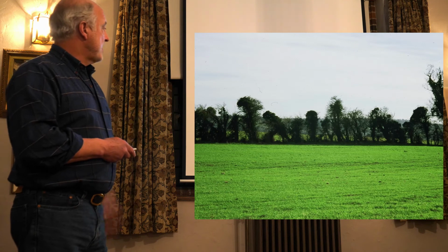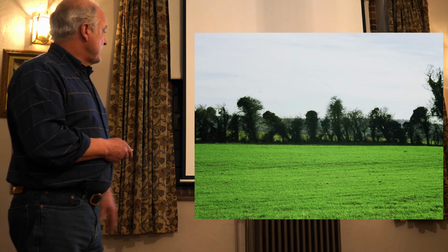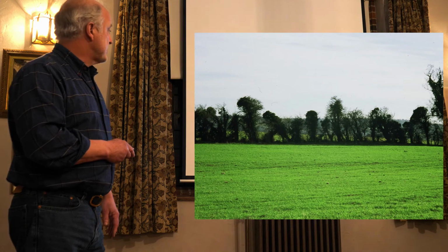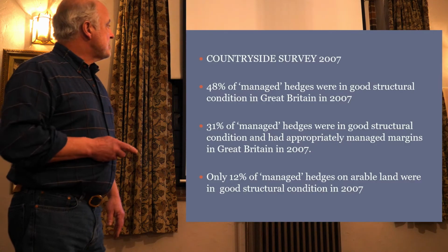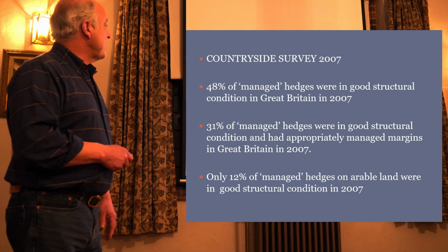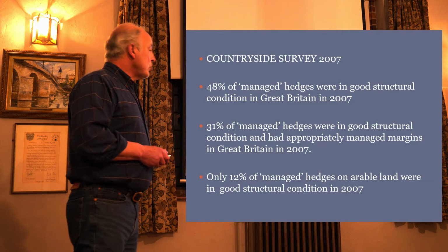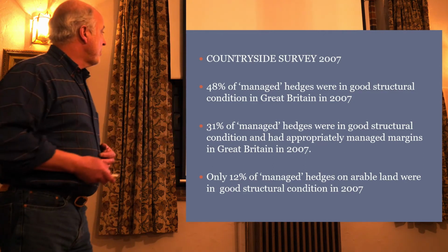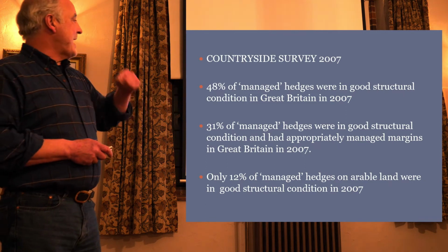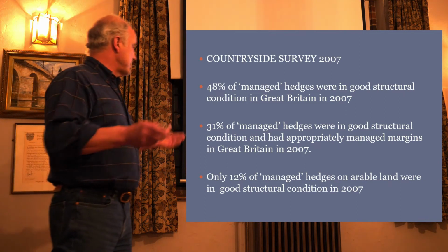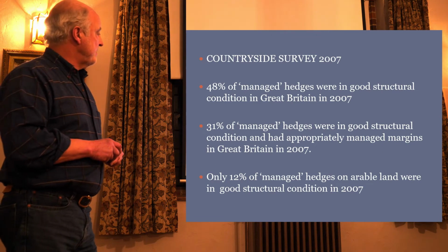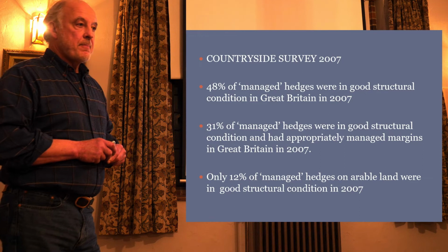This is up by Dameley's farm. Covered in ivy, which we know is great for nature, but it's beyond hedge laying, it's got too big, it's been neglected and it's turning into a line of trees. So that last Countryside Survey in 2007 showed that 48% of managed hedges in the country were in good structural condition when certain criteria were applied to them. 31% of managed hedges were in good structural condition and had appropriately managed margins next to them. But in arable areas, only 12% of hedges were in good structural condition.